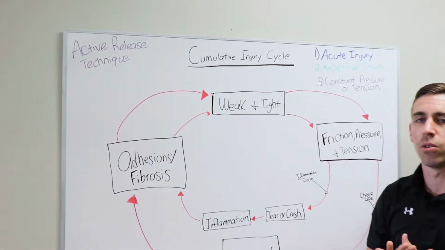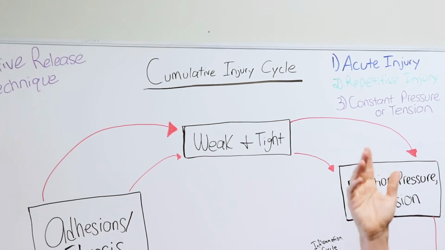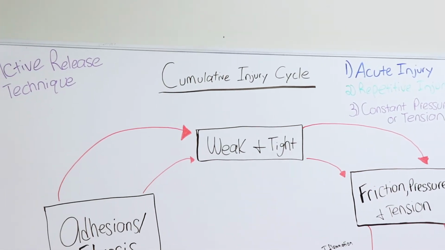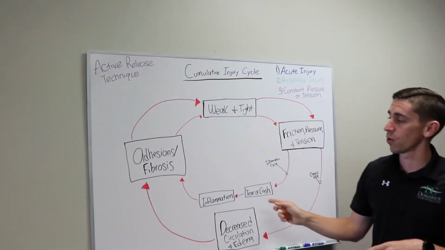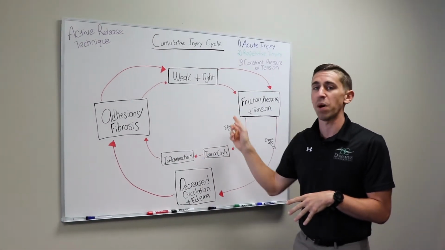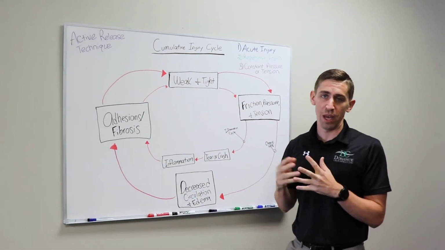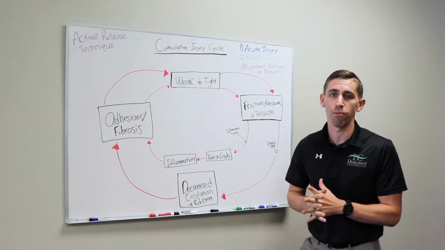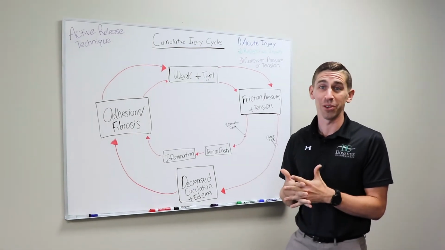So this is a cycle of exactly what it says. Injury that most people don't understand. It kind of just goes round and round. And then we fall into this downward spiral of pain and injury, and we don't understand why we ache and why we feel tension all the time.